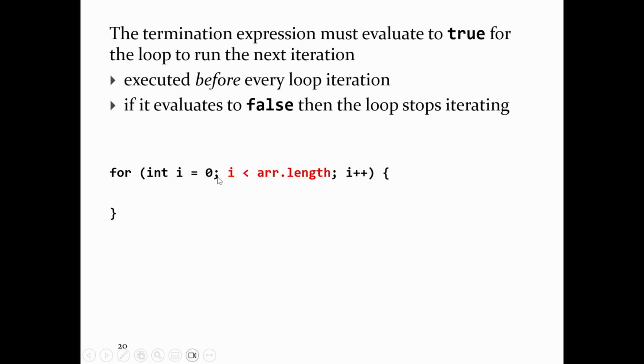So the thing after the first semicolon. If that condition is true, then the loop will run. This condition gets checked every time the loop might run. So the first time, it's going to check, is i less than the array length? If it is, the body of the loop will run. If it evaluates to false, the loop does not run. It stops running and flow ends up back after the loop.